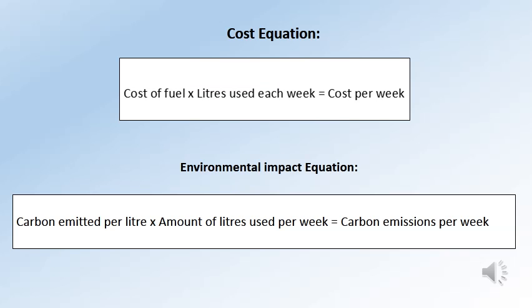We can use two different equations and the information we have in the table to find out which transport is the most cost effective and environmentally friendly. The two equations we can use are, firstly, to find the cost of the transport, we will use the equation cost of fuel times litres used each week equals cost per week. Secondly, to find out the environmental impact of the transport, we need to use the equation carbon emitted per litre times amount of litres used per week equals carbon emissions per week.